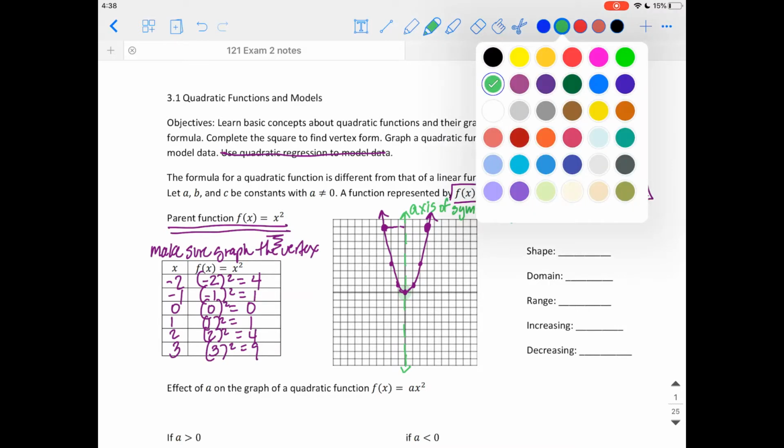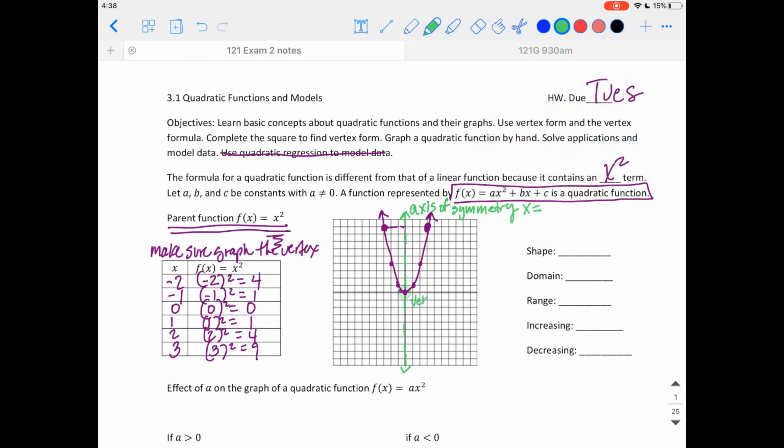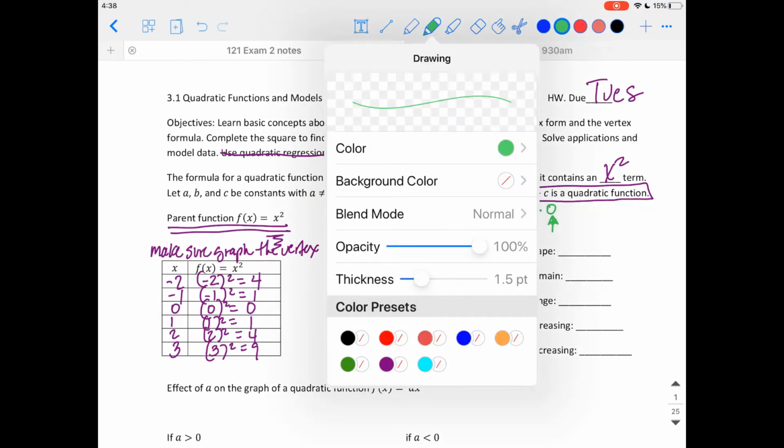The coordinates of my vertex, right here, my vertex is technically 0, 0. And because of this 0 right here, x equal to 0, that same 0 is my equation for my axis of symmetry. So the shape is definitely a parabola.